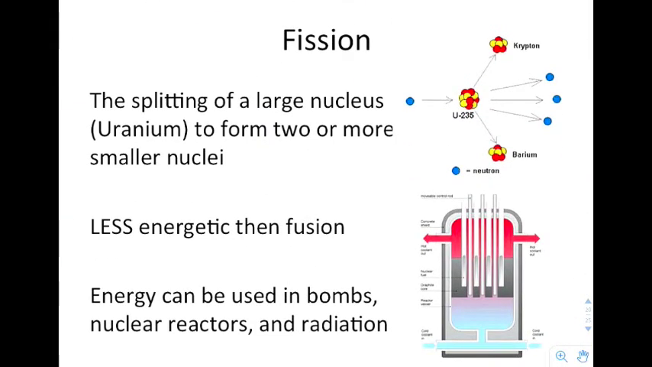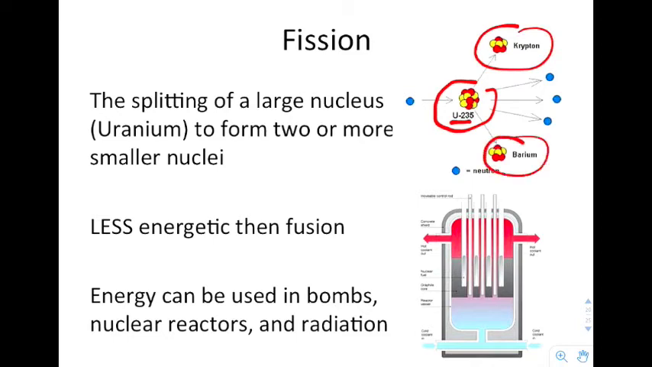The next thing you have is fission. Fission is the exact opposite of fusion. Where fusion was taking two smaller nuclei and making a larger one, fission is taking a large nucleus, like uranium-235, and splitting it into two smaller ones, such as krypton and barium. Now, fission is still very energetic, but it is less energetic than fusion.